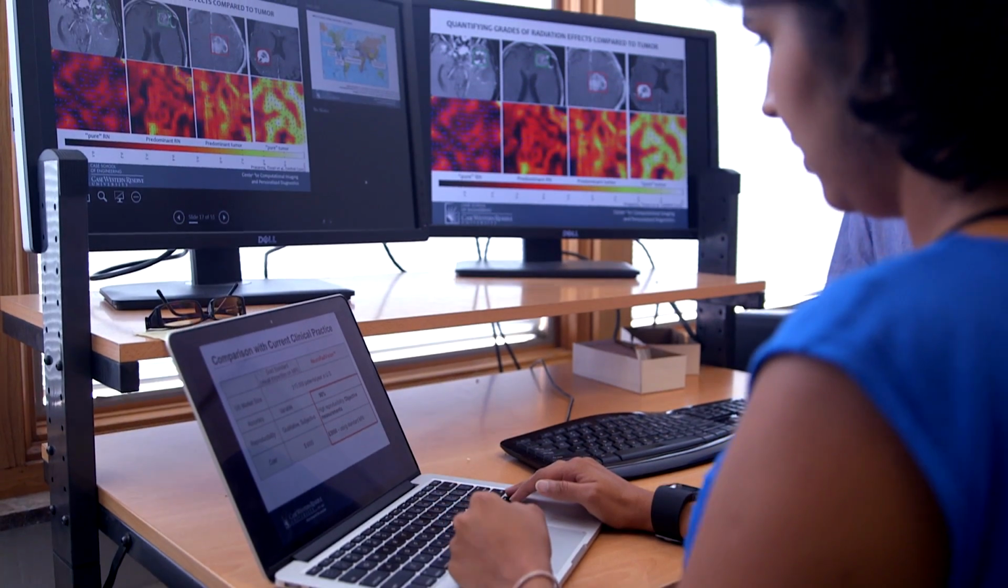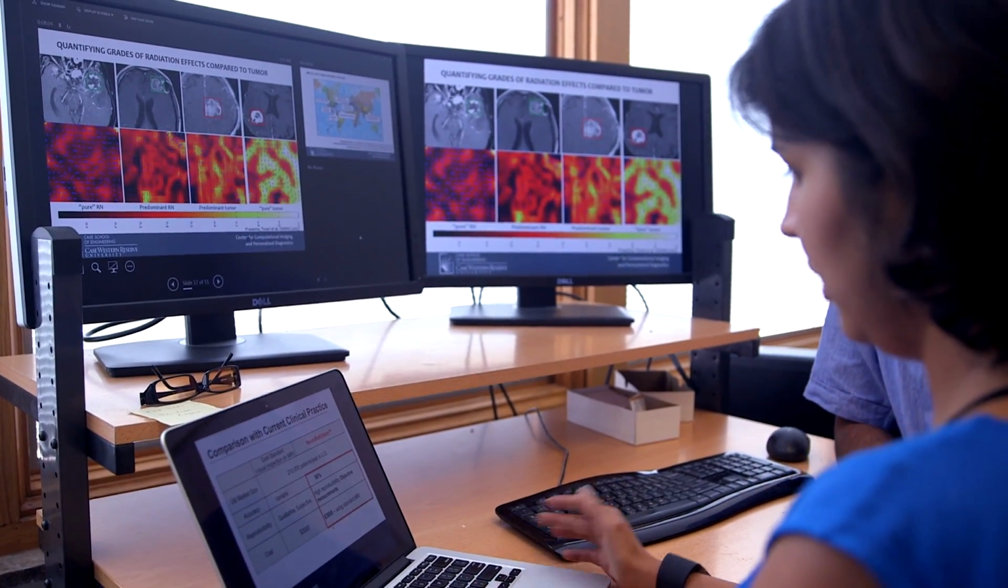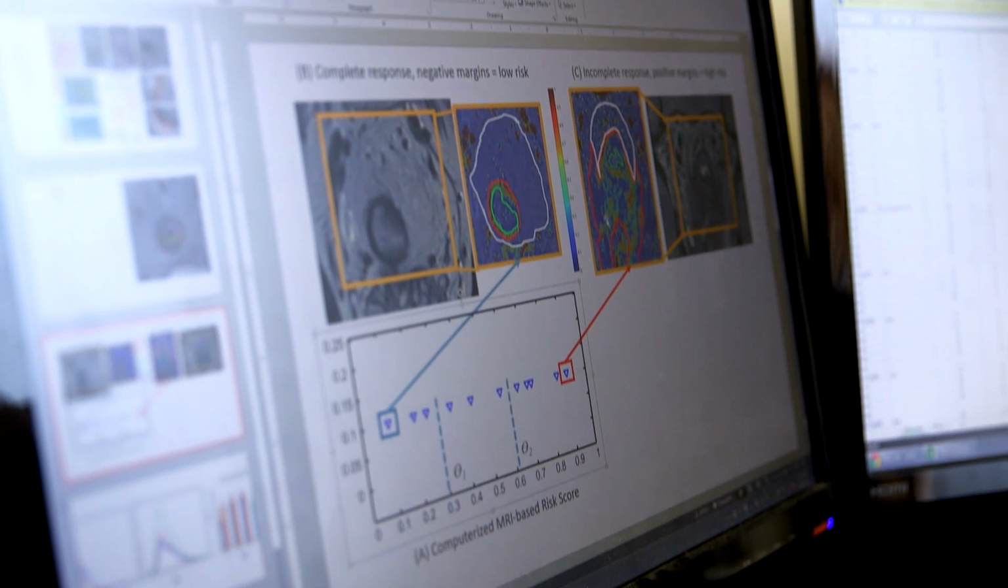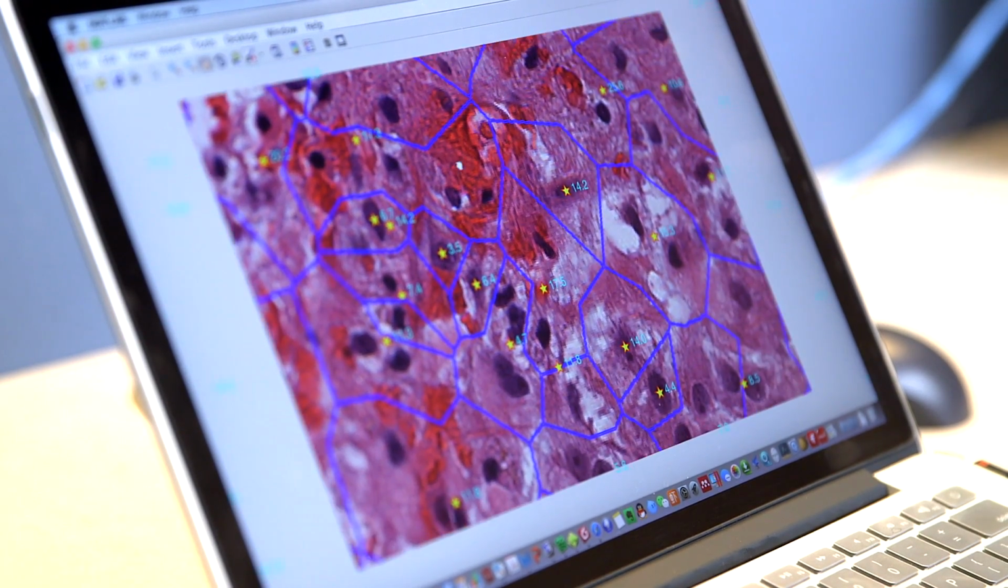We can use these tools that we're developing to provide a score to the clinician to say, well, this patient has aggressive disease, I think you need to treat this patient. This patient, on the other hand, has less aggressive disease, so he or she is probably a candidate for watchful waiting. So a lot of our work is also focused in the area of treatment evaluation and outcome prediction.